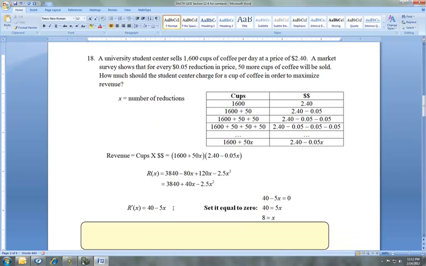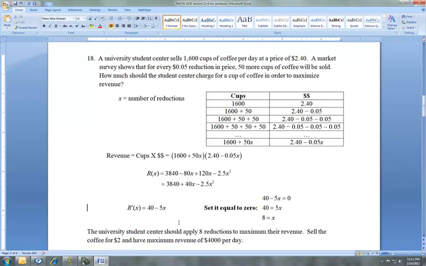So you might do that. Well, actually we could. 8 times a nickel would be 40 cents, so it looks like if they charge $2, University Student Center should apply 8 reductions to maximize their revenue, sell coffee for $2. It doesn't ask for this. All they asked for was how much should they sell it for. But if they had asked what the maximum revenue would be, it would be $4,000 per day.